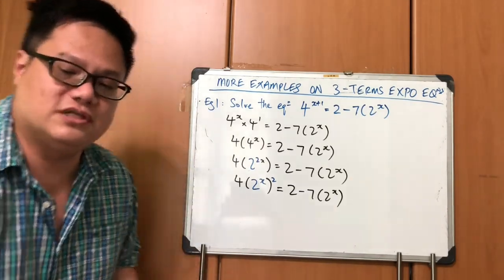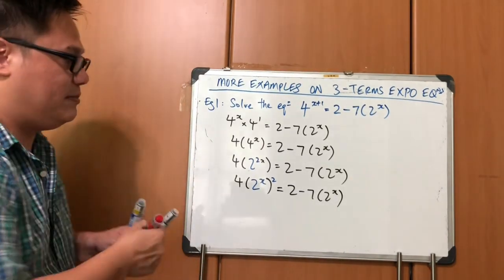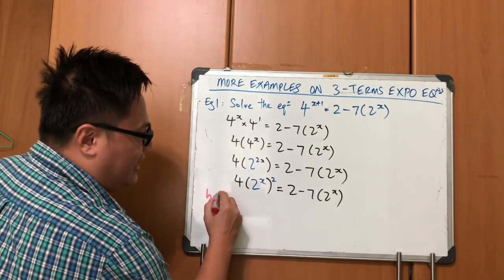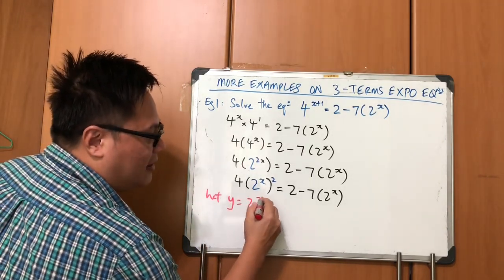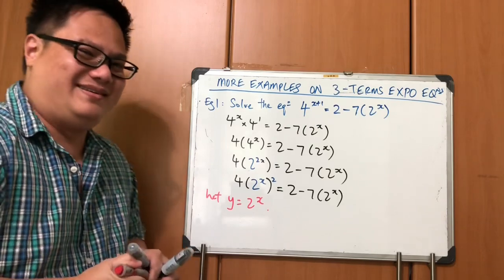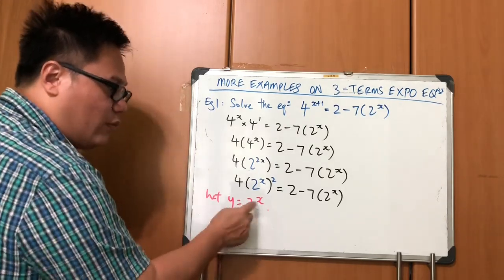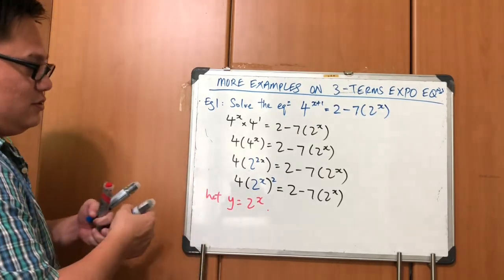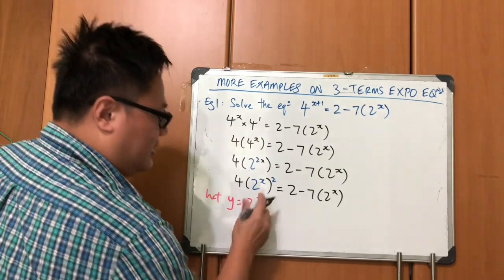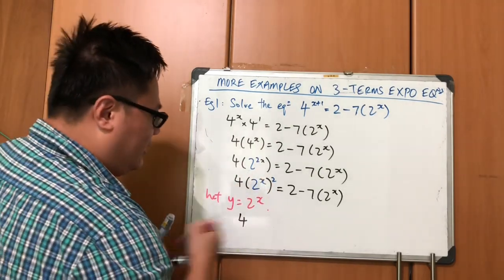The technique we use is substitution. I'll use a red marker. I let y be equal to 2 to the power of x. See what happens when I do that: I let y equal 2 to the power of x. So what I have is 4, and instead of 2 to the power of x, we still write y.